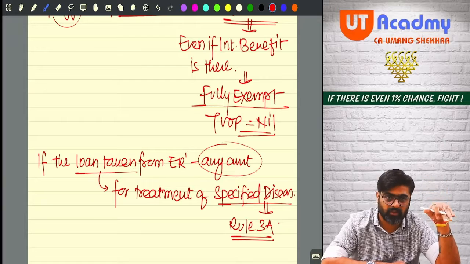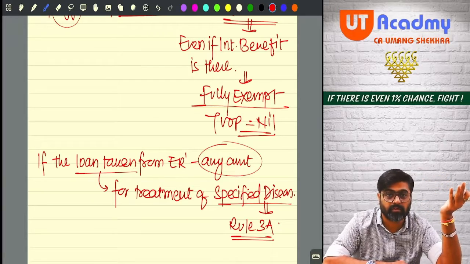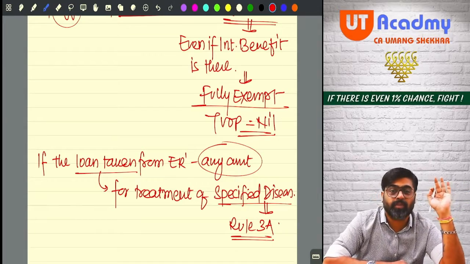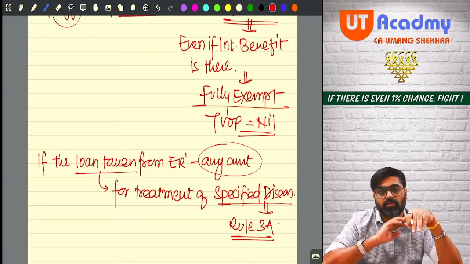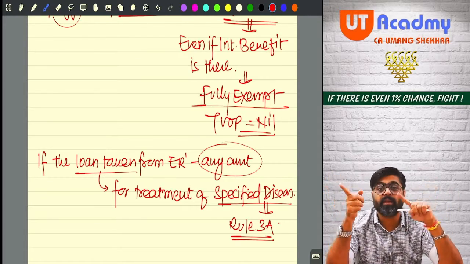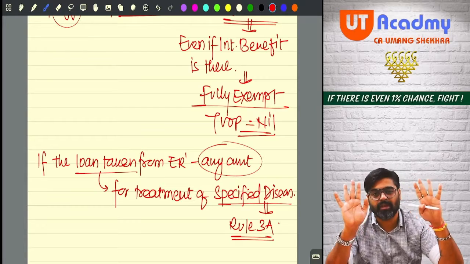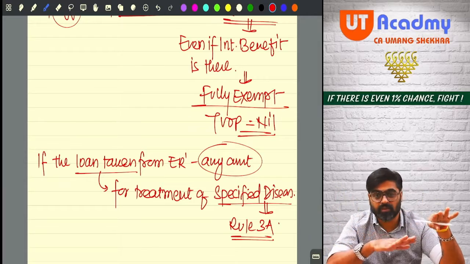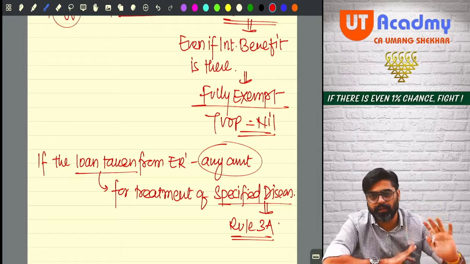But whenever there is a disease, if the loan was taken for the treatment of that disease, we are supposed to check whether that disease is a specified disease or not. So for that, we are supposed to check Rule 3A. In Rule 3A, if the name of the disease is given, then the disease is a specified disease. But don't worry, in the examination, they will tell you that the loan was taken for the treatment of this disease and this disease is a specified disease as per Rule 3A.